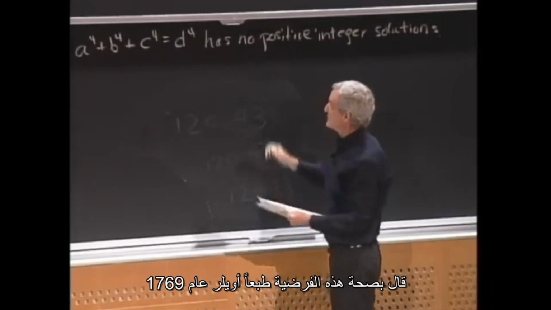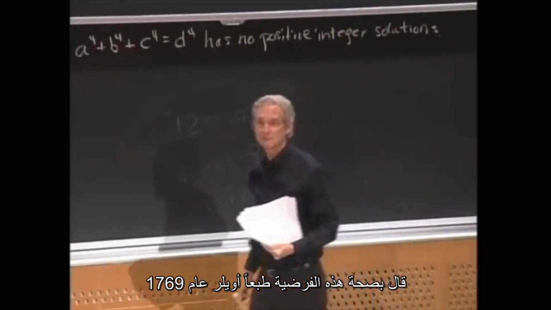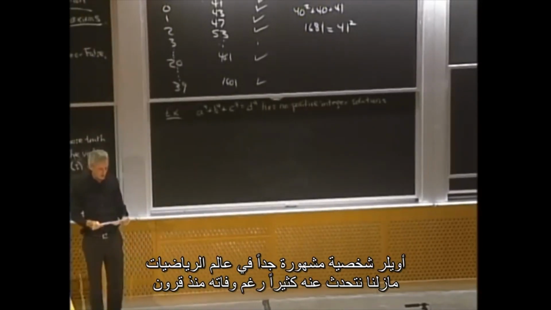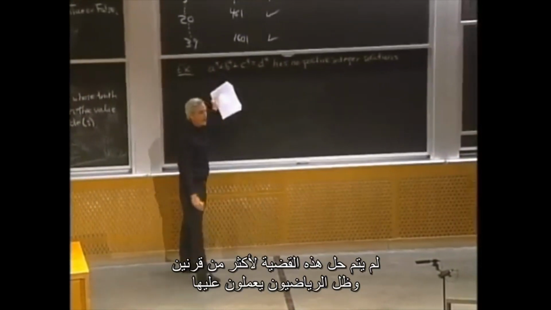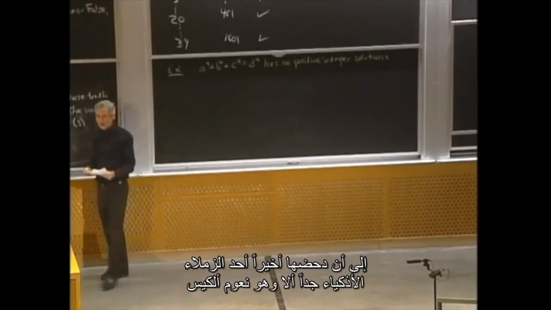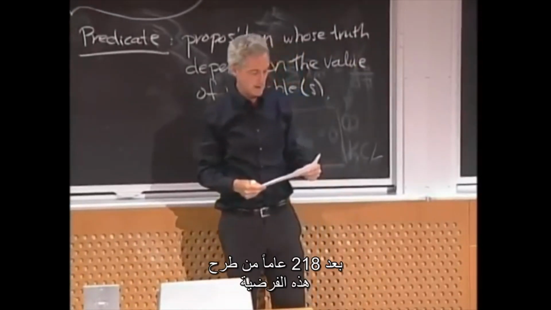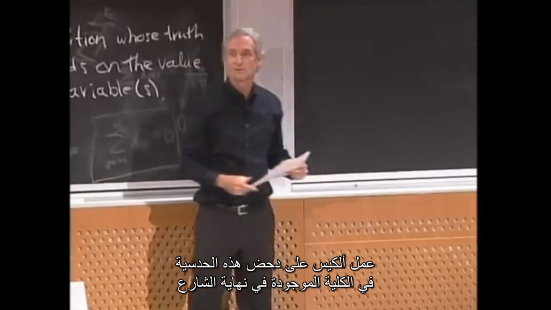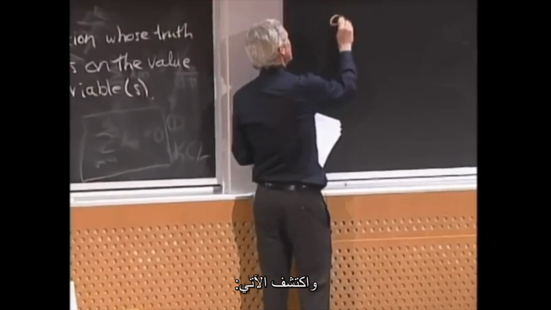Now, this proposition was conjectured to be true by Euler in 1769. Euler's a big honcho in math. You know, we still talk about him a lot, even though he's been dead for centuries. It was unsolved for over 2 centuries. Mathematicians worked on it. It was finally disproved by a very clever fellow named Noam Elkies, 218 years after it was conjectured. He works at that other school down the street. And he came up with this.